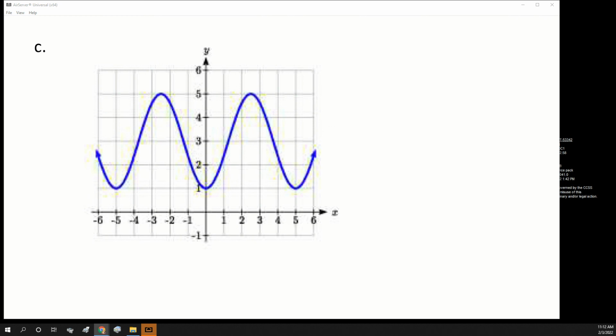So again, we haven't talked about shifting left and right. So starting at zero, would you guys think that this looks more like a sine or more like a cosine? It looks more like a cosine. However, it's like horns down, Texas Longhorn horns down. So it's a negative cosine. Okay, so you guys find the midline, amplitude, and period on your own, please.